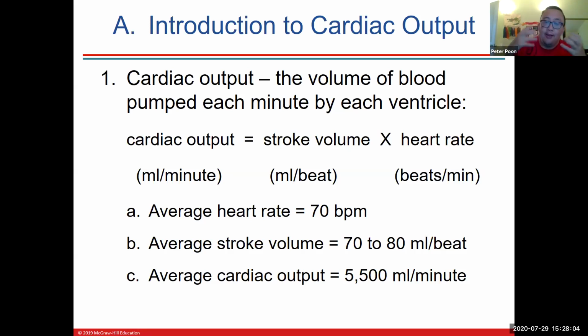The two numbers are actually similar, like they're both about 70. The average heart rate is about 70 beats per minute. Your average stroke volume is 70 to 80 milliliters per beat. So your average cardiac output is about 5 liters per minute, so 5 to 5.5 usually, depending on how fast your heart's beating.